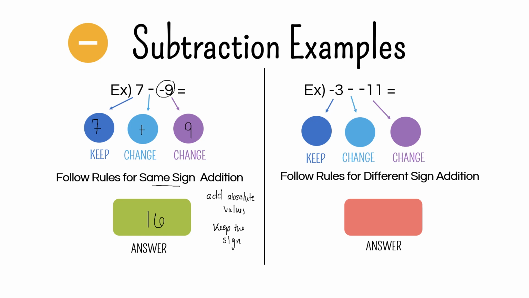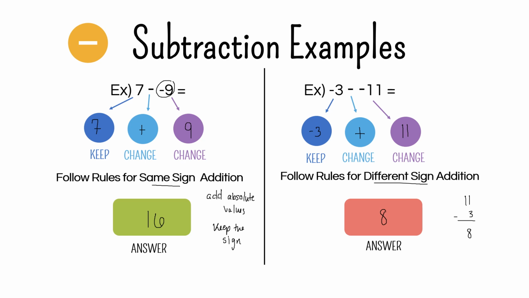In this example, I have negative 3 minus negative 11. So negative 3 we will keep. The minus sign we will change to addition. Negative 11 is now going to become positive 11. Now we have rules for different sign addition. So negative 3 and 11, we take the absolute values. The absolute value of 11 is 11. The absolute value of negative 3 is positive 3. The difference between those two is 8. And we have 3 negatives and 11 positives, so our solution is going to stay positive, as positive 8.